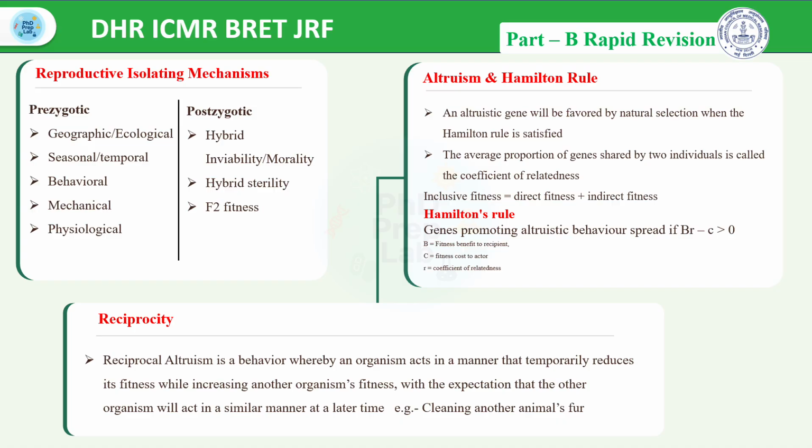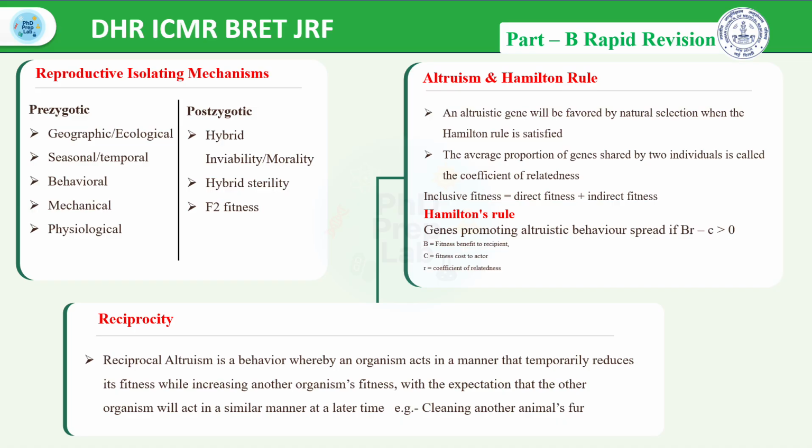So B stands for fitness benefit to recipient. C is the cost to the actor, and R is the coefficient of relatedness, the relatedness of the organism to the other one. So BR minus C should be greater than zero, then only altruism will be favored. And the average proportion of genes shared by two individuals is called coefficient of relatedness.